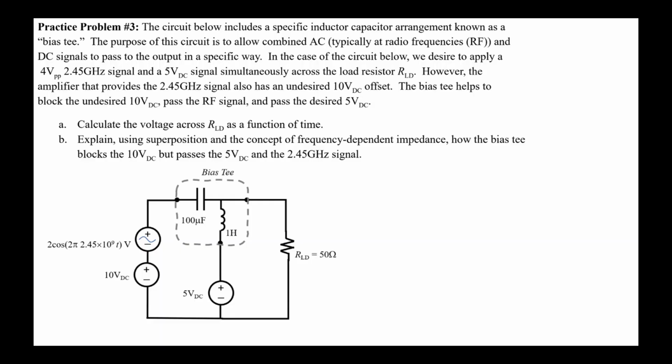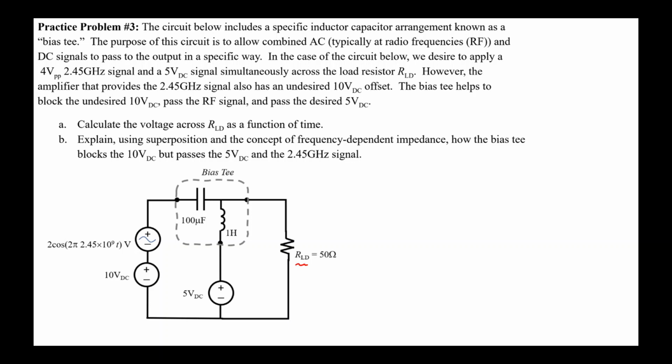In this practice problem, we're going to look at a real-life circuit topology known as a bias T. The purpose of the circuit is to allow combined AC and DC signals to pass to the output in a specific way. In the case of the circuit below, we want to apply a 4 volts peak-to-peak 2.45 gigahertz signal and a 5 volt DC signal simultaneously across the load resistor, or load.